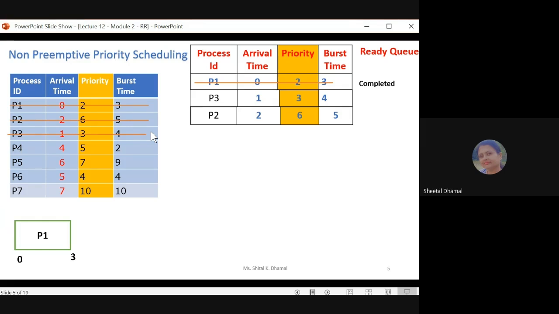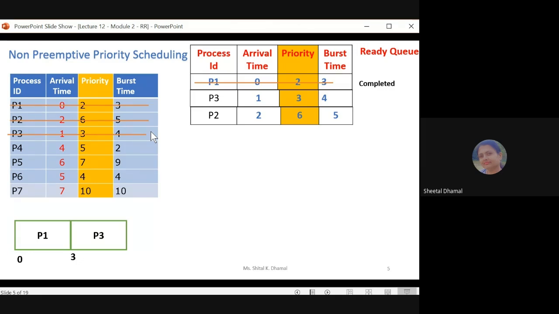And here in the problem it is given that lower number is representing the highest priority and higher number is representing the lower priority. So which process will you select here? Yes, you will select the process P3. So now select that process P3 from the ready queue and assign the CPU to that process.